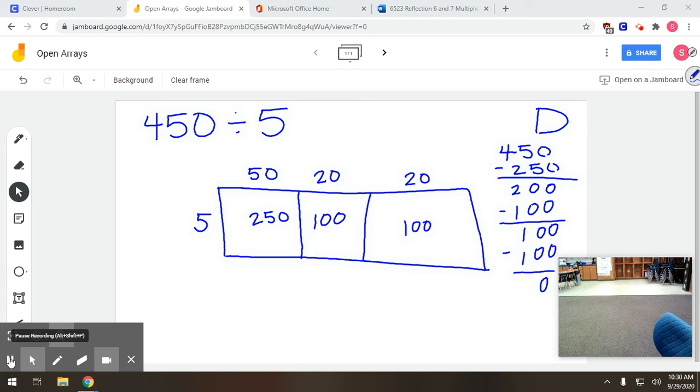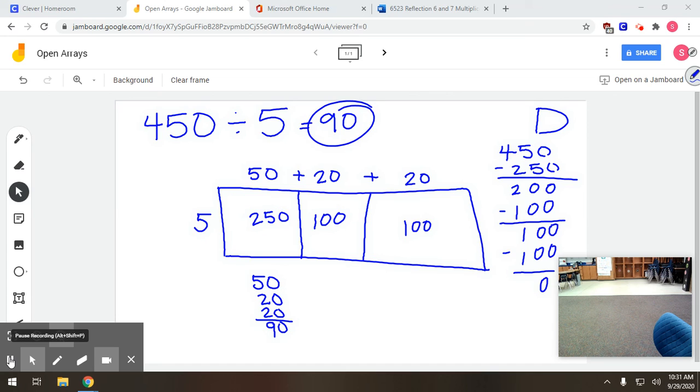So I know that I can add my top numbers together to get the answer, which is 50 plus 20 plus 20. So 5 plus 2 is 7, 7 plus 2 is 9, so 90 is our answer for this division problem.